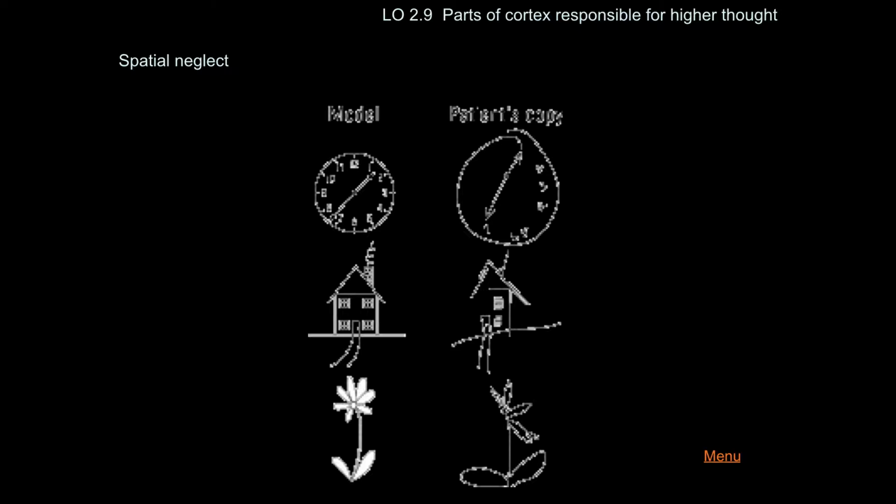Drawing a flower, they draw half the flower. Drawing a house, they draw half the house or a portion of the house. They're literally not processing the information coming in from the left side. But since they can't see it, don't they feel it?